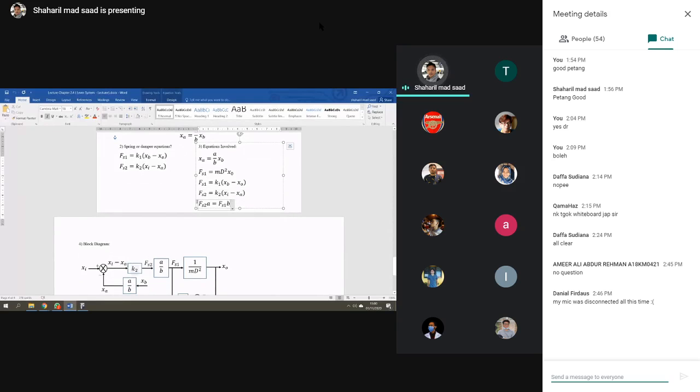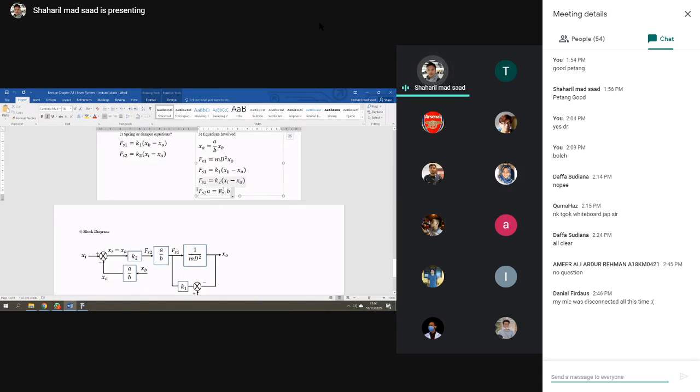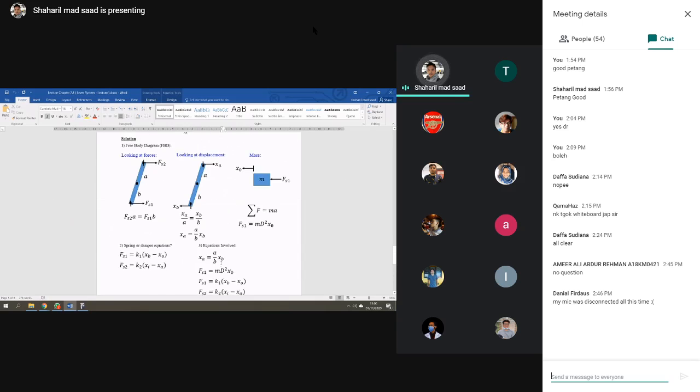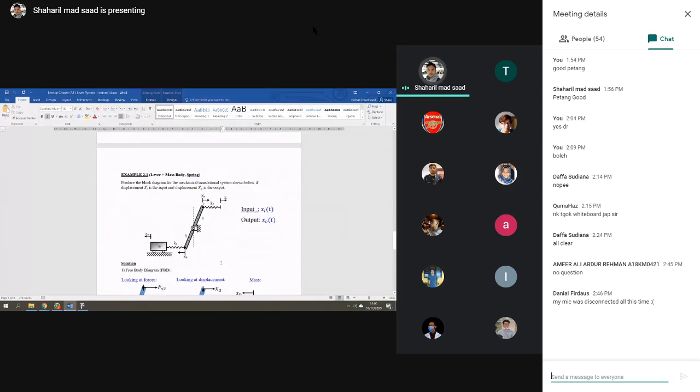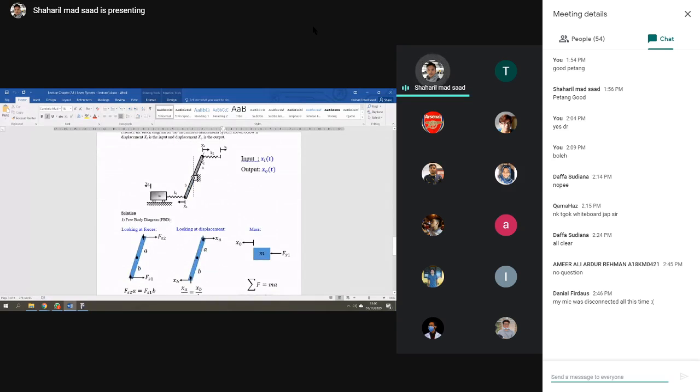Xi minus Xa, you times with K2, you get Fs2, and then you multiply with A over B, from equation number 4, you get Fs1, done. And then Fs1, you solve with equation number 2. You multiply with 1 over md squared, you get X naught. And from that one, you can solve another equation. Okay, is it clear? This one is the lever mass system, a combination of the lever system and the mass.